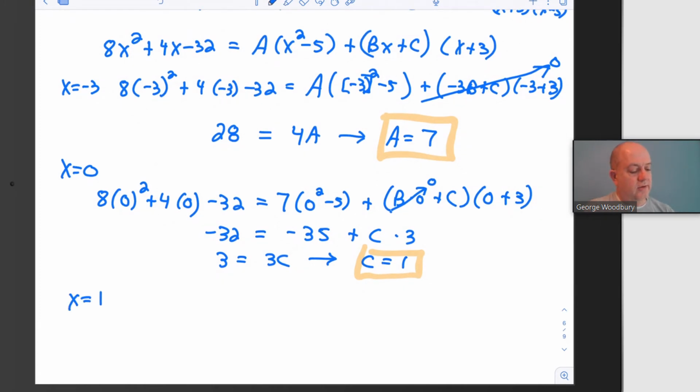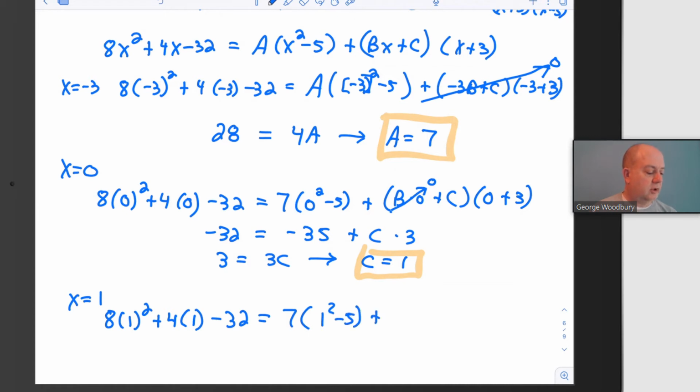So round 3, we're going to use x equals 1. And again, I'm going to replace A by 7, and I'm going to replace C by 1. 8 times 1 squared plus 4 times 1 minus 32 equals 7 times 1 squared minus 5 plus B times 1 plus C, which is now also 1, times 1 plus 3. The left side turns into 8 plus 4 minus 32. That's negative 20. On the right side, 1 squared is 1. 1 minus 5 is negative 4. So 7 times negative 4. The first term is negative 28.